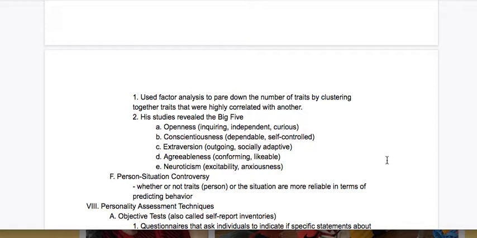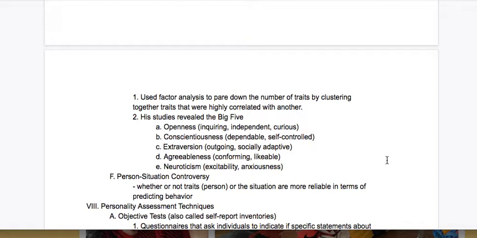When he studied the Big Five, what he wanted to do was find out how open the person was. Are they inquiring? Are they independent? Are they curious? Or are they the opposite of all of those? Are they conscientious? Are they dependable? Are they self-controlled? Do they think of others? That type of thing. Are they extroverted? Obviously, the opposite of that would be introverted. And he would rank all these people on these things.